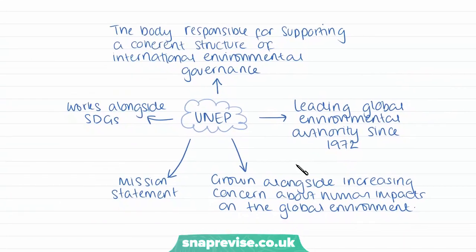The United Nations Environment Programme, or UNEP, is the body responsible for supporting a coherent structure of international environmental governance. And UNEP has been the leading global environmental authority since 1972, and it has also grown in status alongside increasing concern about human impact on the global environment. So overall, UNEP's mission statement is to provide leadership and encourage partnership between countries in caring for the environment, essentially inspiring sustainability in environmental terms, so as to improve people's lives and improve development sustainably so that it doesn't impact the quality of the environment for future generations. And the work of UNEP works along the Sustainable Development Goals, which we learned about in the previous video. So it's very much tied into sustainability and allowing development to occur without damaging the environment.